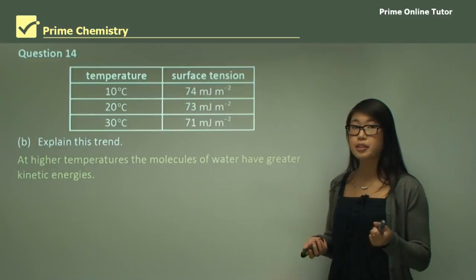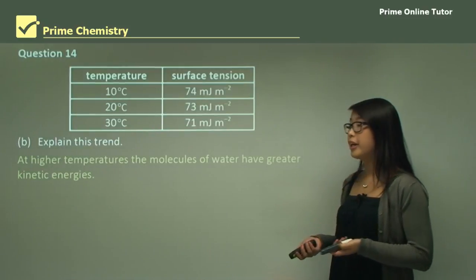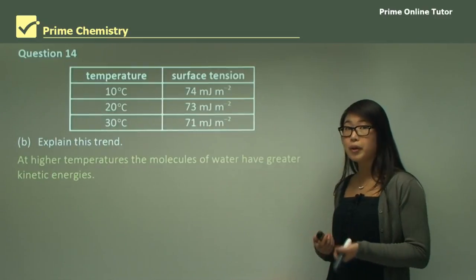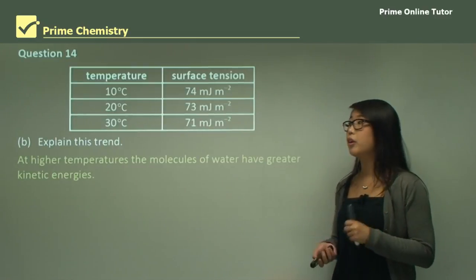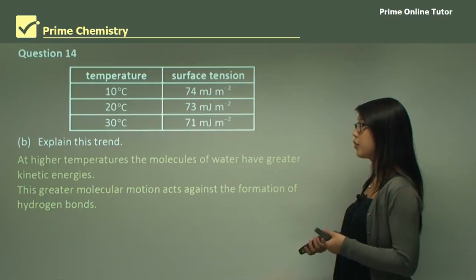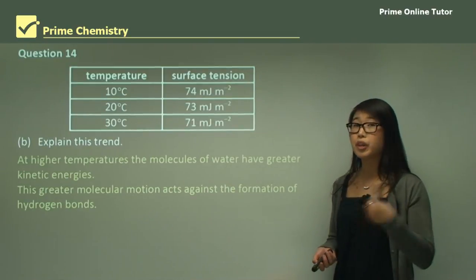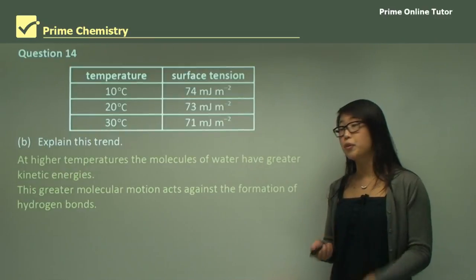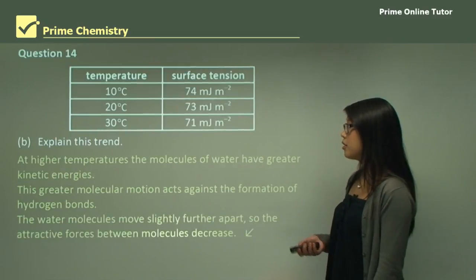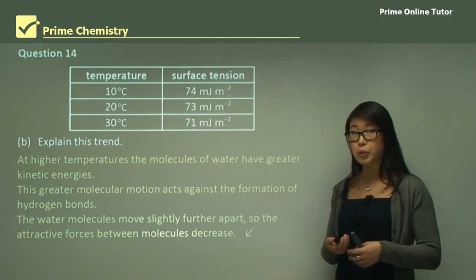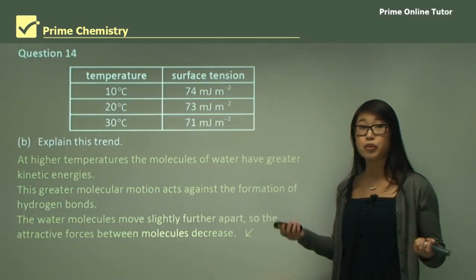At higher temperatures, the water molecules have greater kinetic energies because we're putting in energy in the form of heat. This is absorbed by the water molecules. They bounce around a lot more. And the greater molecular motion acts against the formation of hydrogen bonds. Because I'm moving a lot, it means that the bonds can't really form. So the water molecules are slightly further apart, and so the attractive forces between them are getting weaker as we move further apart.